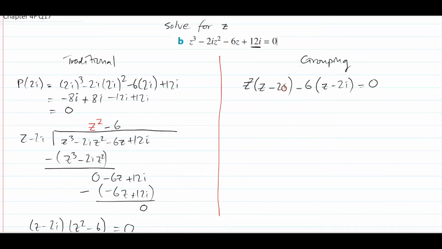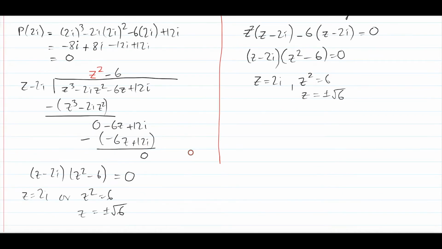Okay, and then of course, you know that z minus 2i is the same term in both terms here. So you can factorize that out even further. So if I'm taking z minus 2i out, my leftover would be z squared minus 6 equals 0. And then guys, it's very easy from that point on. Z equals 2i if you're solving for z. And of course, z squared equals 6. Z equals plus minus square root 6, which is the same answer as what we have here.